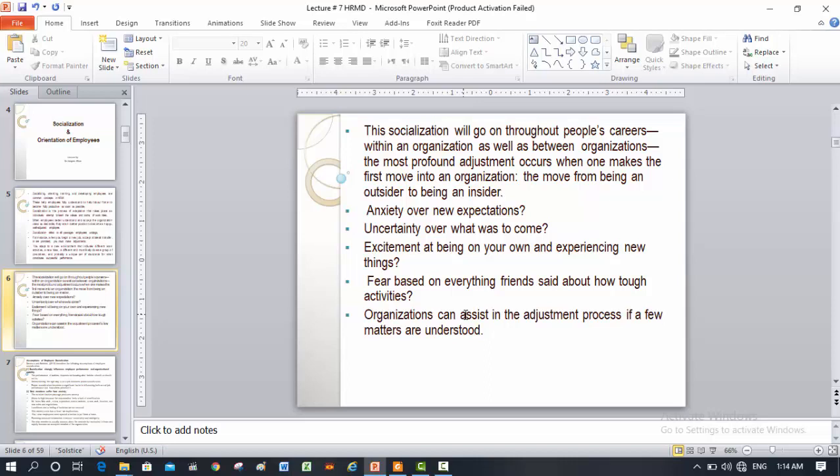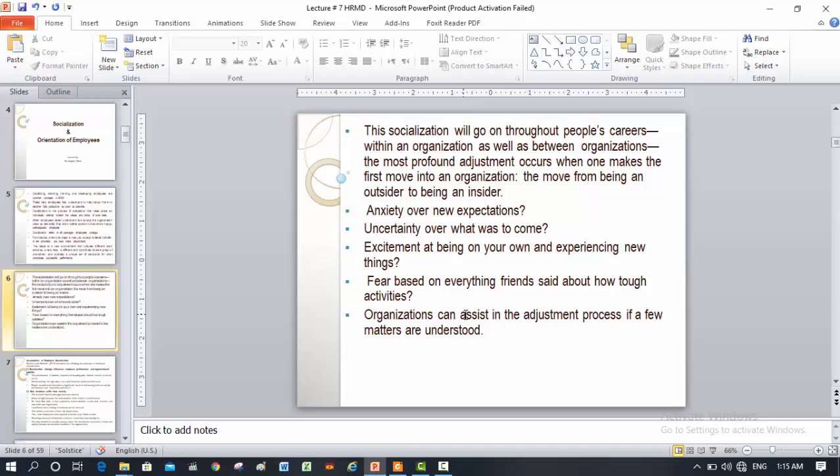The most profound adjustment occurs when one makes the first move into an organization, the move from being an outsider to being an insider. This means socialization is most needed when a person comes from one organization to another, because he is an outsider. When he comes to the new organization, he becomes an insider. He will have to face a different environment, different people, a different boss, different supervisors. So socialization becomes necessary for him.